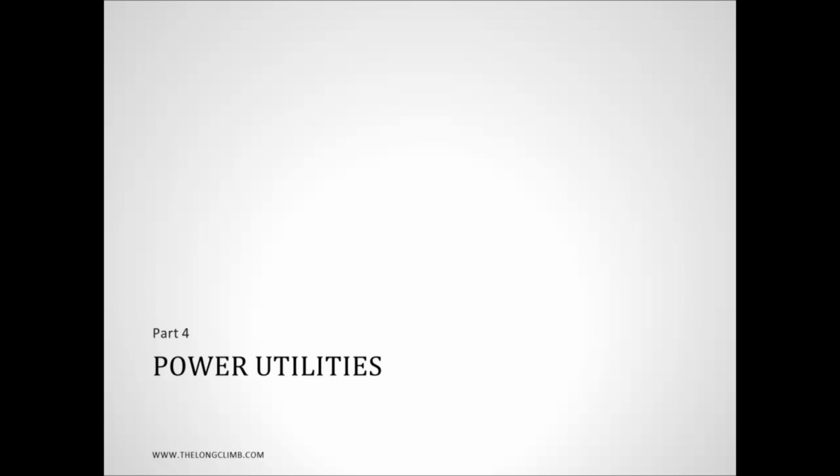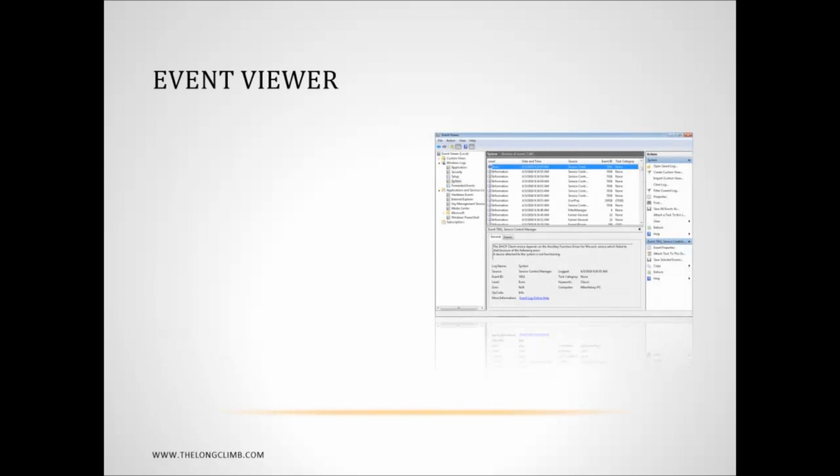Okay, now in this part we're going to have an in-depth look at some of the very advanced utilities that come bundled with Windows 7. I want to start with the event viewer. The event viewer stores information on everything that happens in Windows. Although you'll see there's a little star here, there's a little caveat.